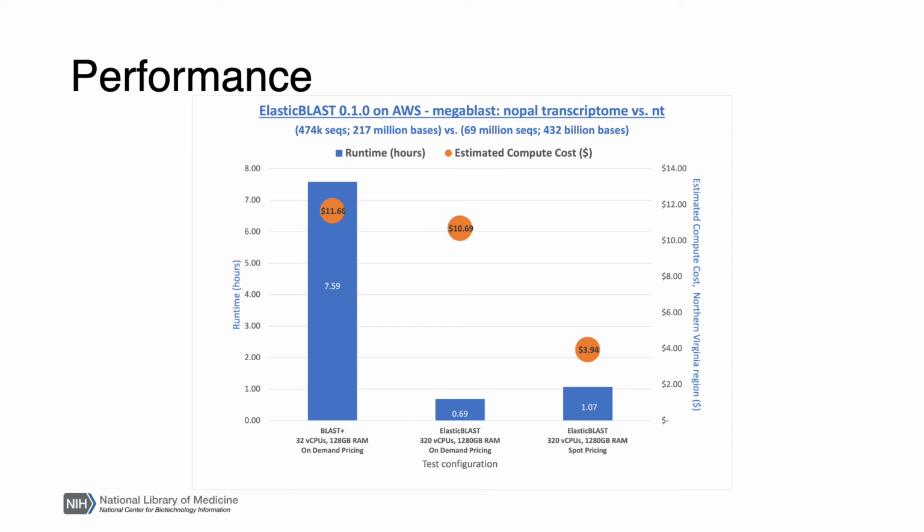As shown in the first column, running BLAST on a single server with 32 virtual CPUs and 128 gigs of RAM will take about 7.5 hours to complete and cost about $11, whereas ElasticBLAST on 10 times as many virtual CPUs will take about 40 minutes and cost about $10. This assumes on-demand pricing at AWS. If one is willing to accept a longer runtime, spot instance pricing reduces the cost to just under $4, taking a bit over an hour to run.